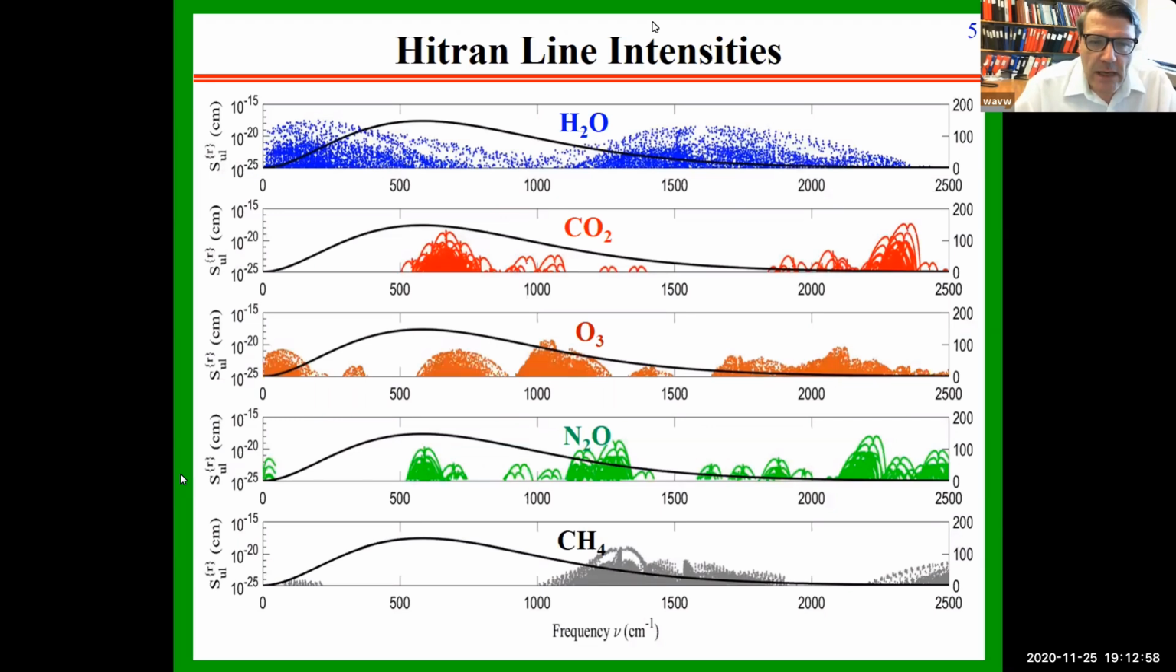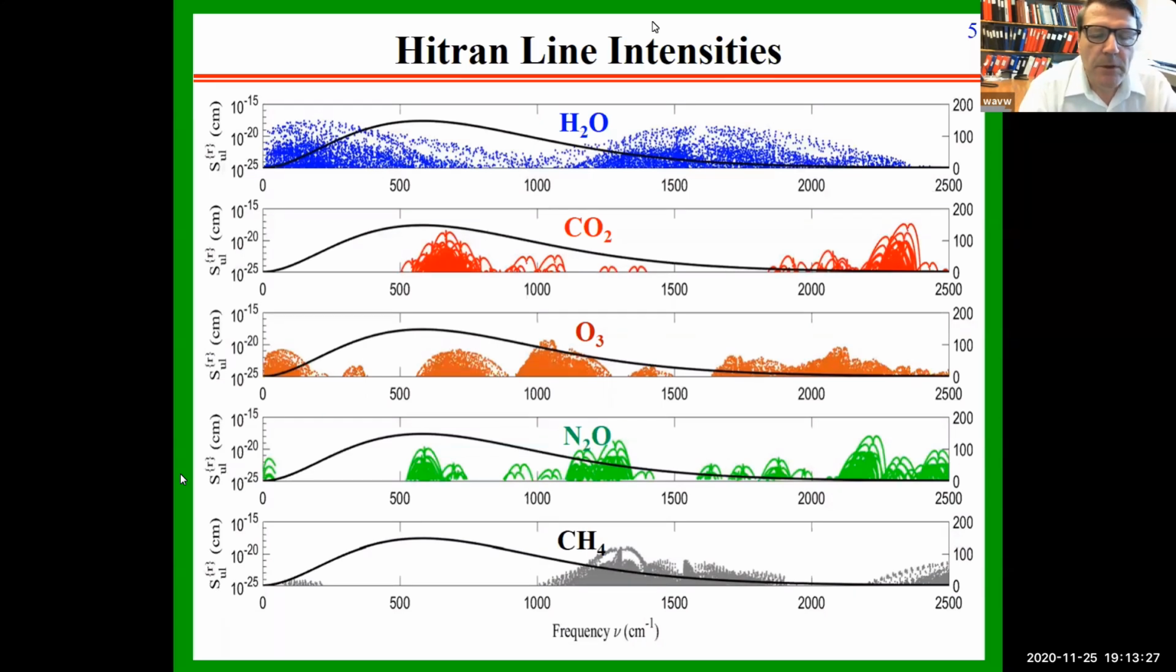Each of these 5 graphs has a black curve, and that corresponds to the distribution of infrared light emitted by a surface at 15 Celsius. So this is known as the Planck blackbody curve. So you see that the black curve maximizes at an infrared frequency of about 600 wave numbers.